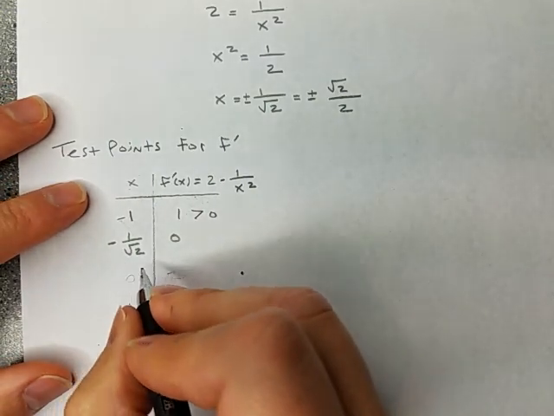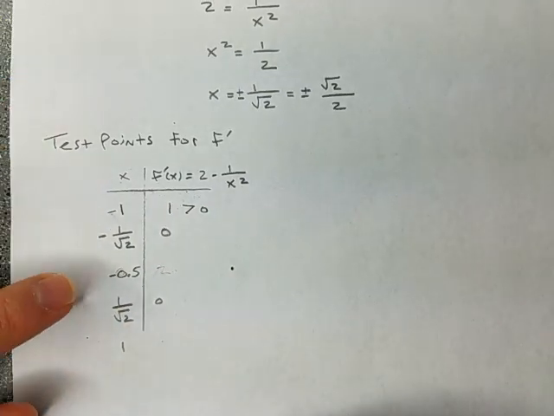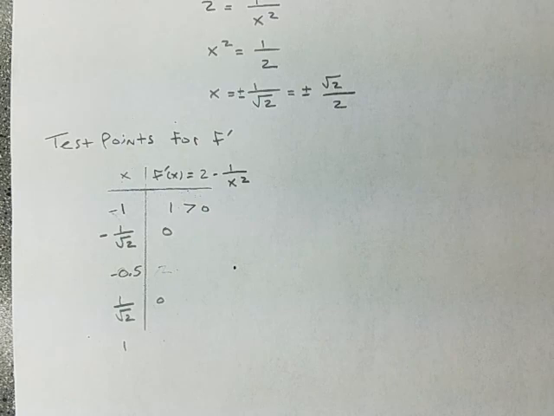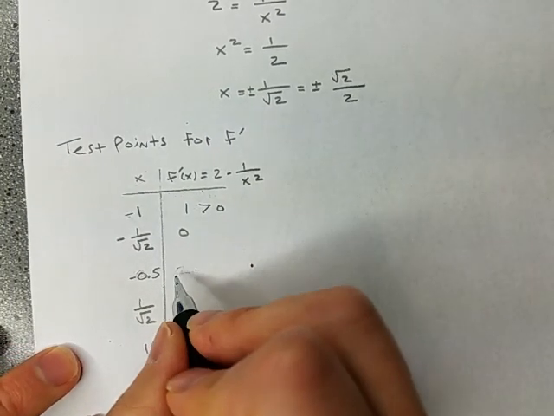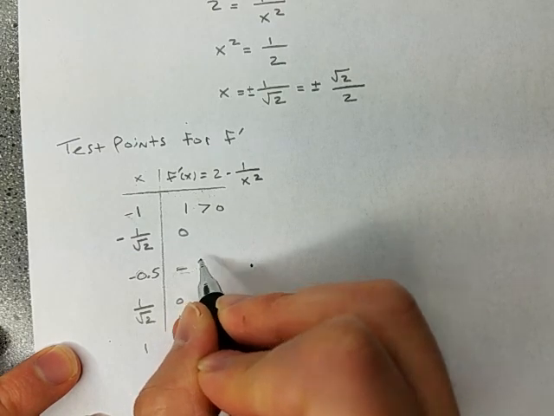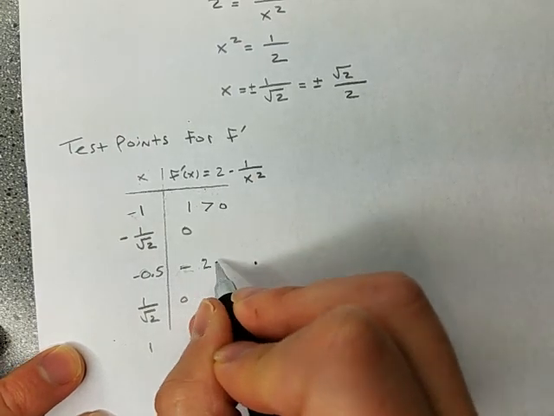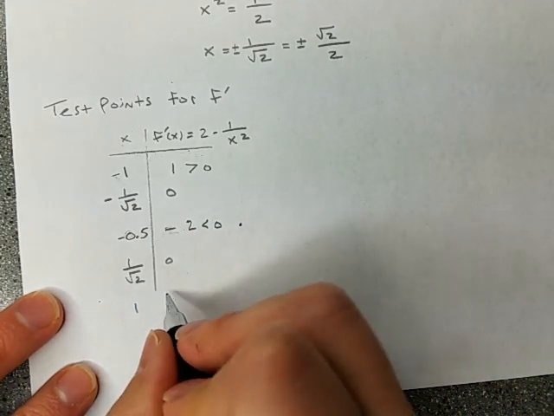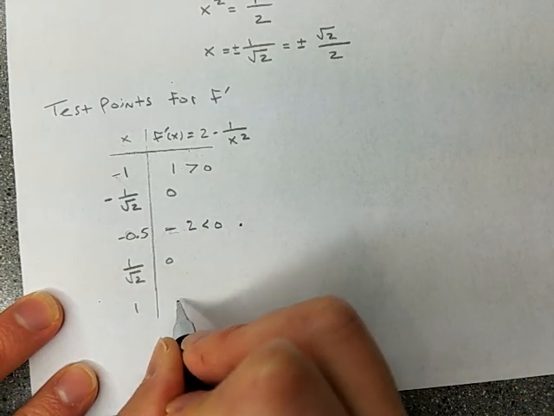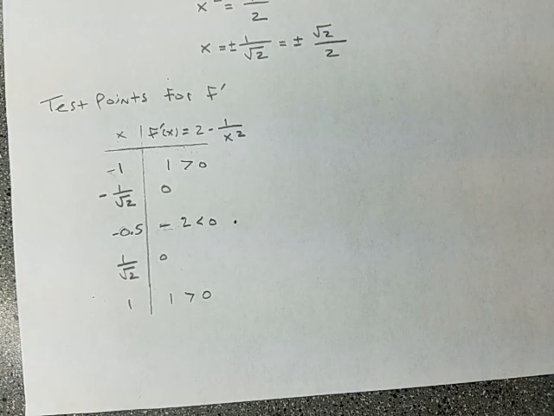So let's do negative 0.7. I'll do negative 0.5. Okay, so that's in there. And let's see, that's a half squared, that's a fourth, so that's going to be negative. So 1/2, 1/4, 2 minus 4, negative 2, less than 0. And then for 1, I'll get 2 minus 1. And that's also going to be 1. That's going to be positive. Okay. So I have enough to test it, everywhere.